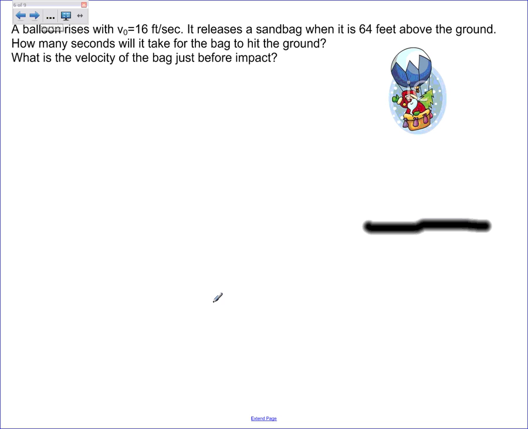All right, so here's a little story for you. That man in a red suit is up in a hot air balloon. It's rising at an initial velocity of 16 feet per second. It releases a sandbag when it's 64 feet above the ground. So right there, at 64 feet, this is the ground, of course. How many seconds will it take for the bag to hit the ground? And of course, what is its velocity just before impact?